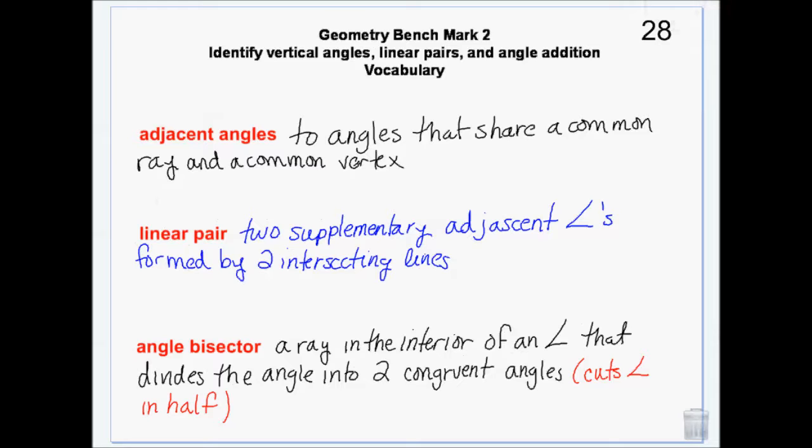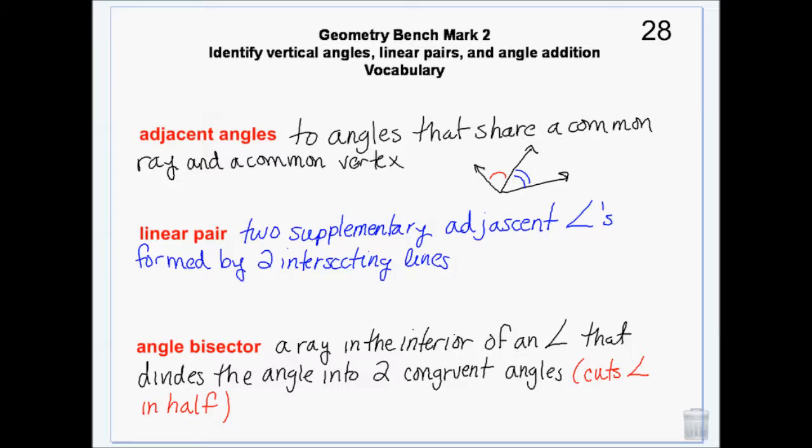Alright, so adjacent angles are angles that share a common ray and a common vertex. Basically, it's just any two angles that are stuck together. So this angle is adjacent to this angle. They're just stuck together.